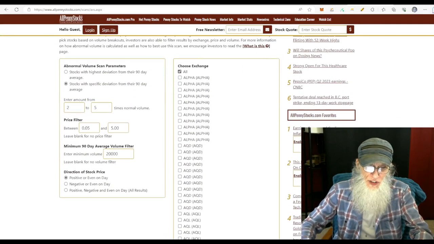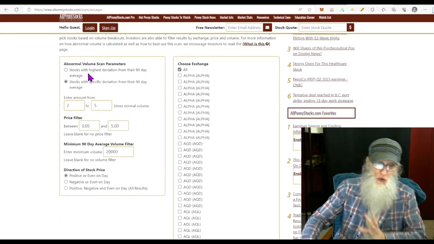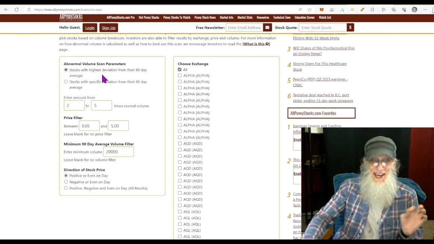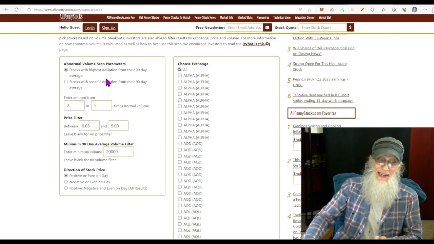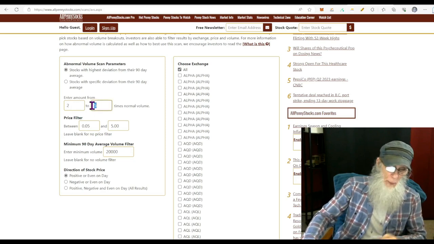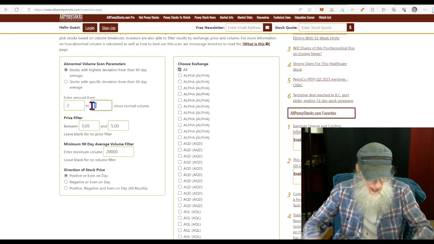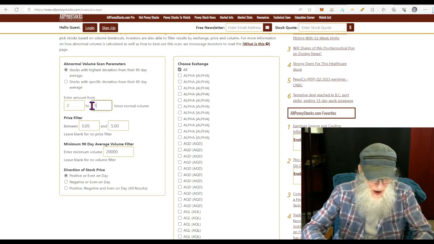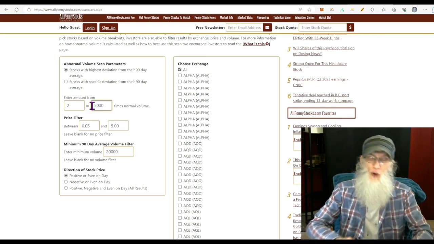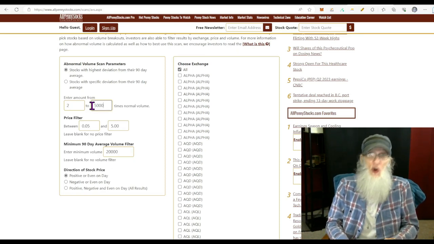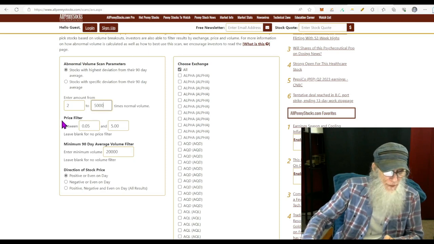Now, this is real easy to use. It's not set up great, but it's real easy to use. I clicked this top one here, stocks with the highest deviation from their 90-day average. Two, okay, we can keep two, but put in a real big number here. I mean it. Put in 1,000. No. Put in 5,000. You're saying, John, no stock goes 5,000 times over. Yes, they do, and you want to see them. Price filter?